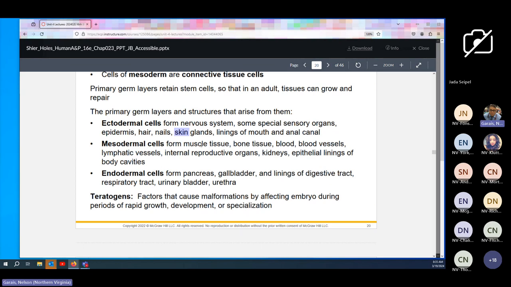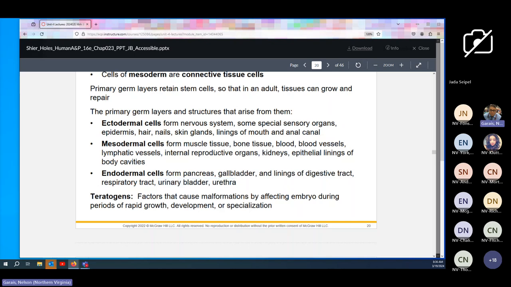Mesoderm, I wanted you to think what? Everything in the middle, muscles, bone, blood. And of course, wherever there's blood, there's got to be lymphatic vessels. I want you to also add any of the reproductive organs, kidneys, and of course, the inner epithelial lining. So that's everything in the middle, mesoderm. And the endoderm, I want you to think more of GI, which is gastrointestinal tract, your respiratory tract, and of course, your urinary tract, sans your kidneys.